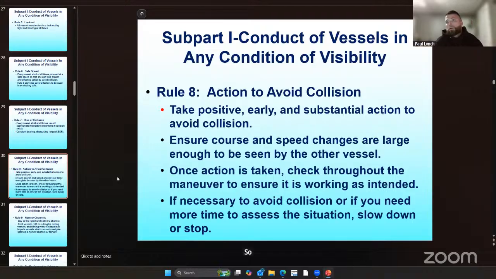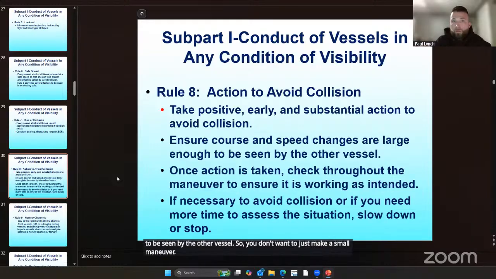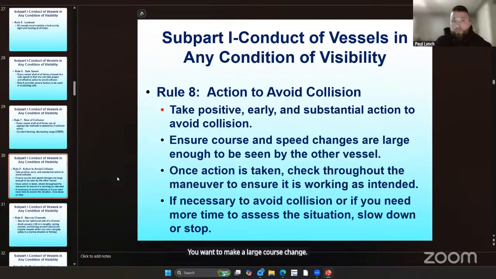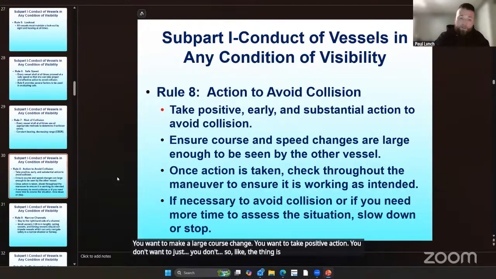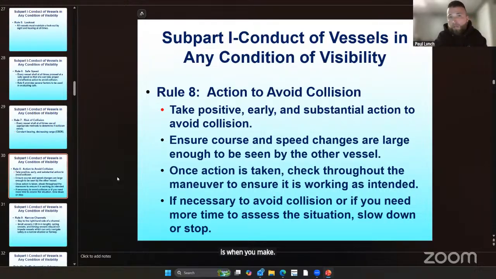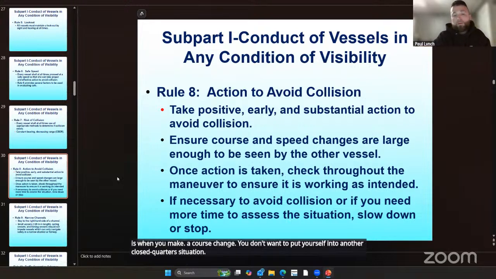So you want to ensure that the course and speed changes are large enough to be seen by the other vessel. So you don't want to just make a small maneuver. You want to make a large course change. You want to take positive action. When you make a course change, you don't want to put yourself into another close quarters situation. Like, what does that mean?